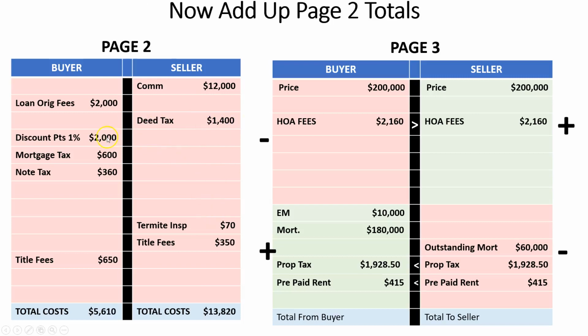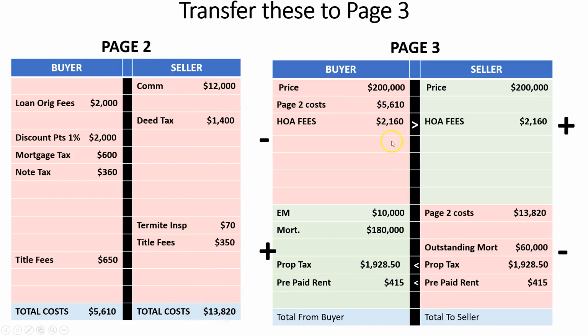And then at the end of the day, what we'll do on this page, on the closing statement, we will add up all the totals. This is what the buyer has to come up with at closing. Beg your pardon, this is a total of the buyer's costs, rather, and this is a total of the seller's costs, including the commission, remember. And then what we do, we transfer that over to page 3. And here you can see the page 2 costs are here, 5,000, and down here are 13,000.